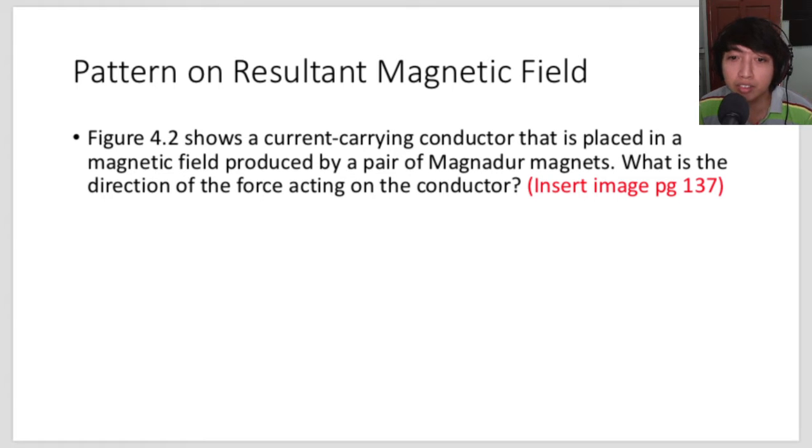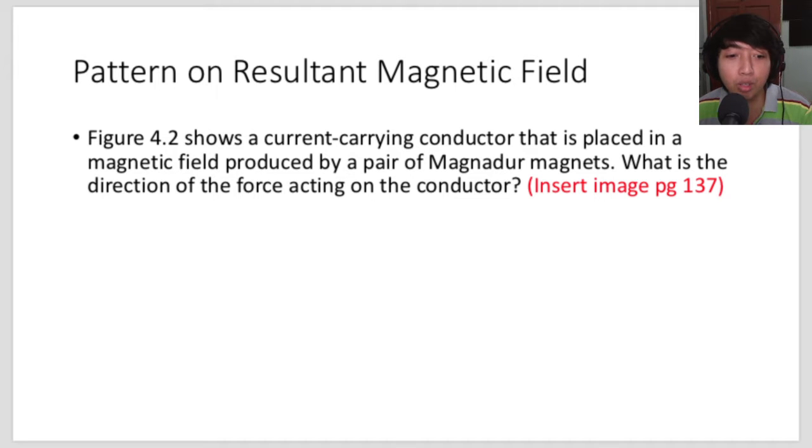So again, I forgot to put in the picture. Figure 4.2 shows a current carrying conductor that is placed in a magnetic field produced by a pair of magnets. So what is the direction of the force acting on the conductor?